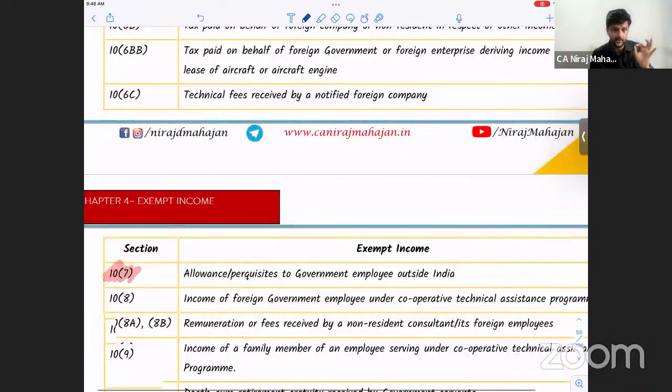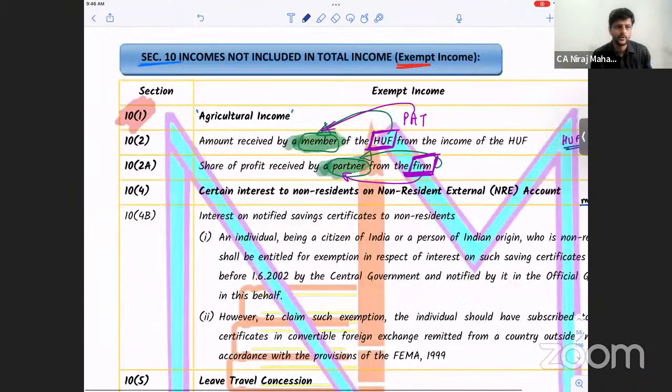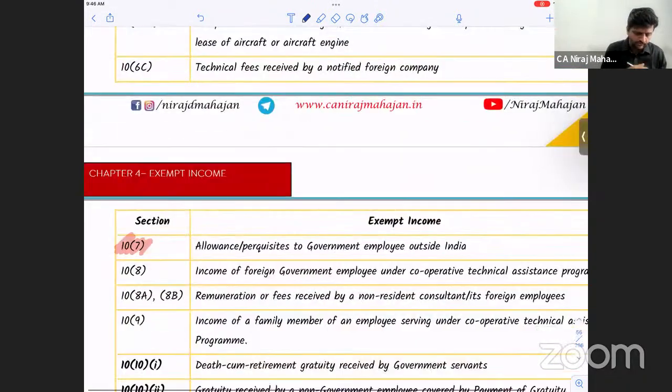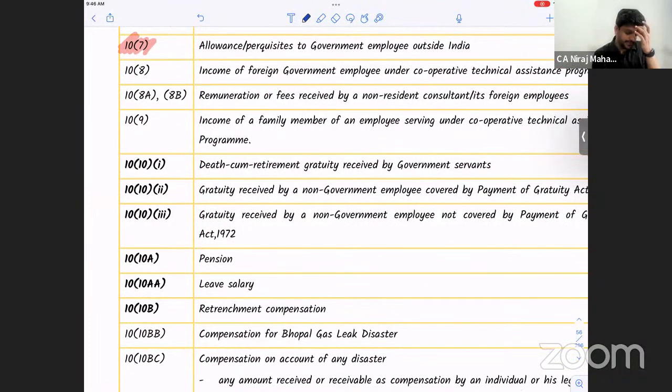But I'm telling you, every subsection is a story in itself, just how we had seen in 10.1 also. So there will be lots of rules and conditions inside also. Okay, so don't just fall for the name. 10.7, I hope you have covered: allowances, perquisites to government employees outside India.